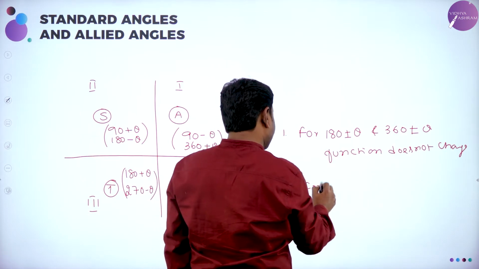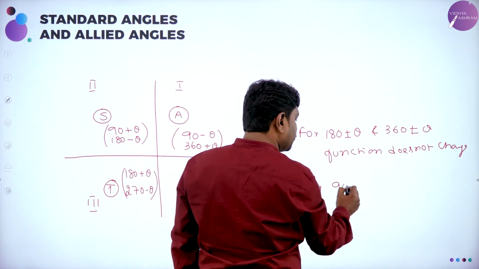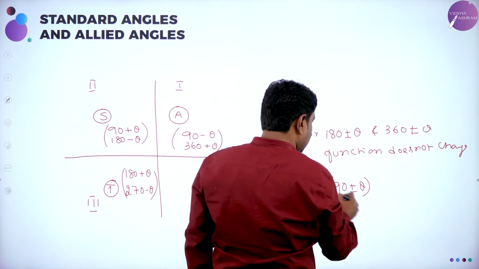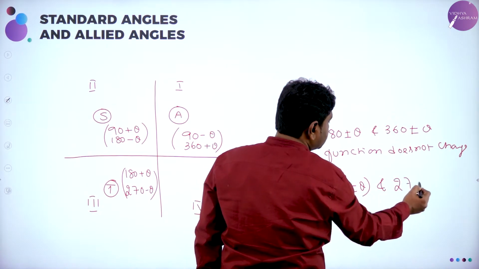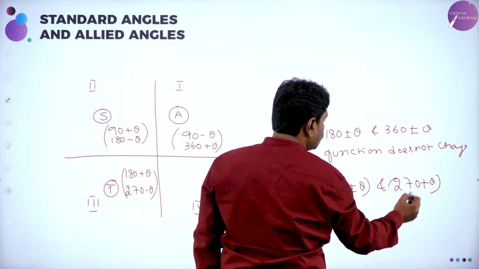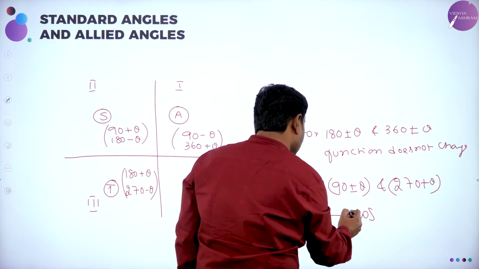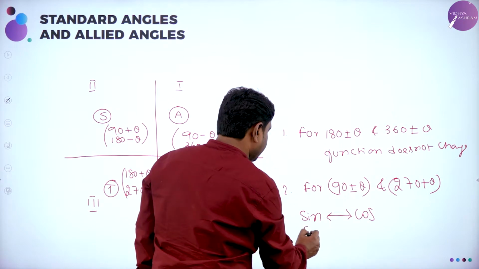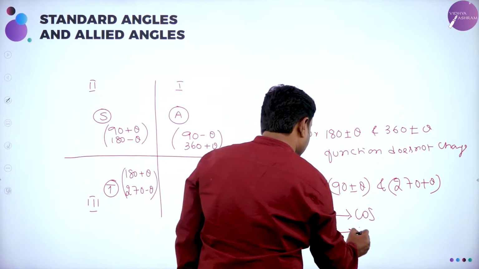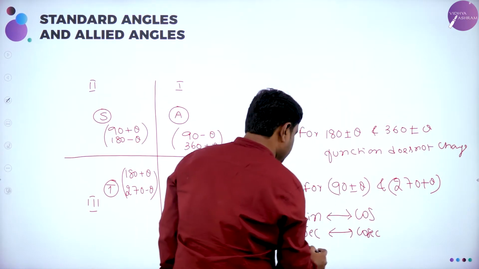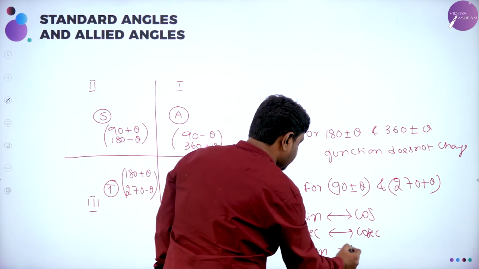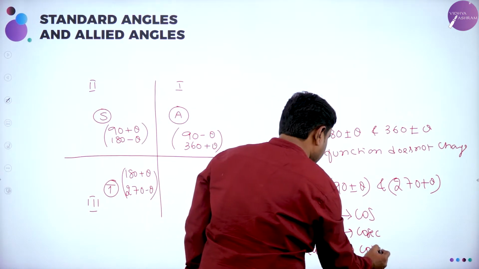For 90 plus or minus theta and 270 plus or minus theta, function changes to co-ratio. If it is sine, it will become cos, and if it is cos, it will become sine. If it is secant, it will become cosecant, and if it is cosecant, it changes to secant. If it is tan, tan changes to cot, and if it is cot, cot changes to tan.